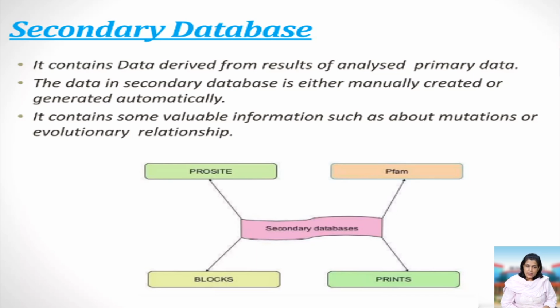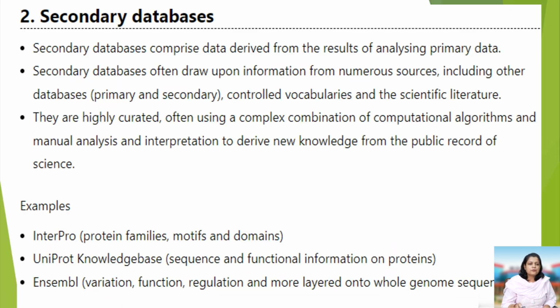So the secondary database is either manually created or generated automatically, and it contains valuable information such as mutations and evolutionary relationships between sequences and between structures. There are different types of secondary databases like PROSITE, meaning protein site, Pfam, meaning protein family, Blocks and PRINTS. So secondary databases comprise data derived from the result of analyzing primary data.